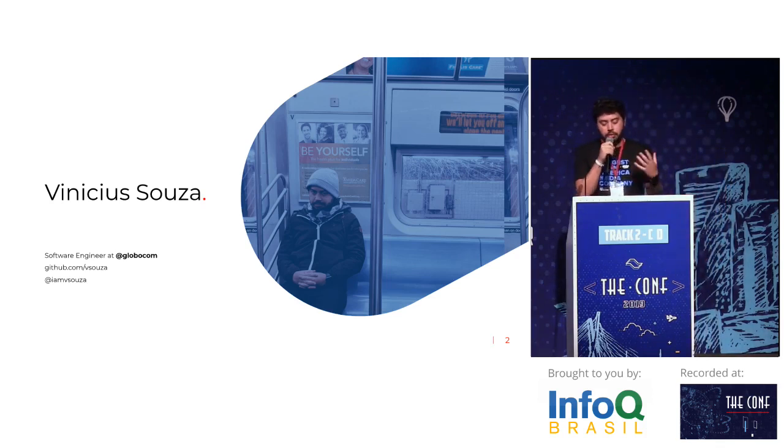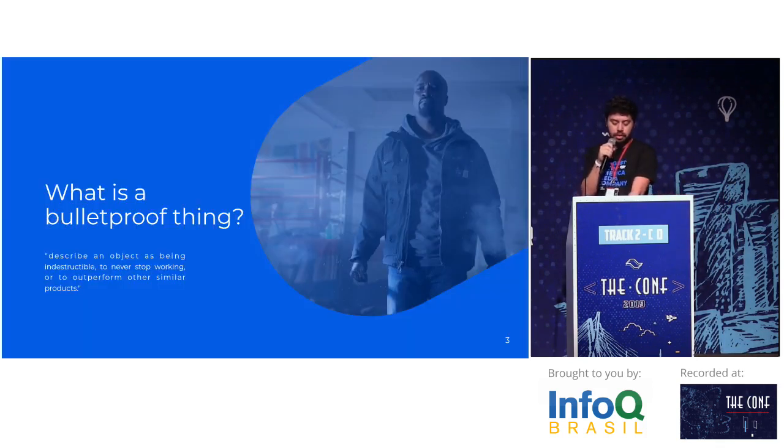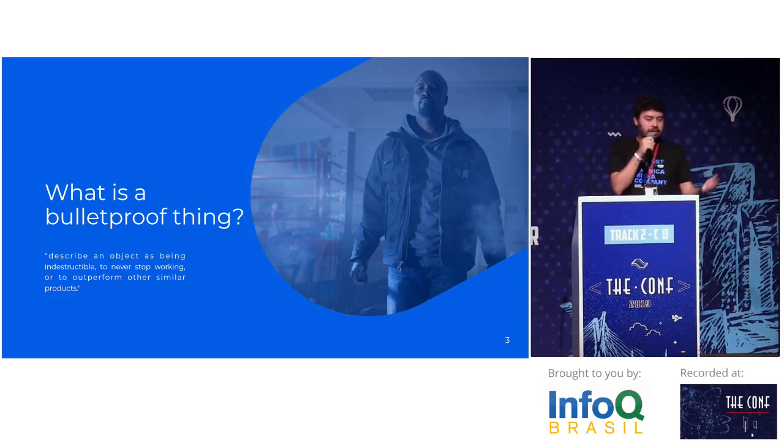So to start, let's go to the basics. What is a bulletproof thing? How can we describe a bulletproof thing? We know that Luke Cage is a bulletproof guy. It's not surprising, but in fact, what is a bulletproof thing? We hear a lot of terms with the word bulletproof, like a bulletproof vest, a bulletproof diet, which is a new thing, bulletproof coffee too. But how can we describe a bulletproof thing?